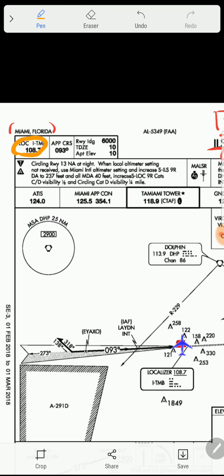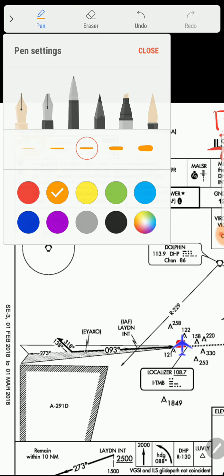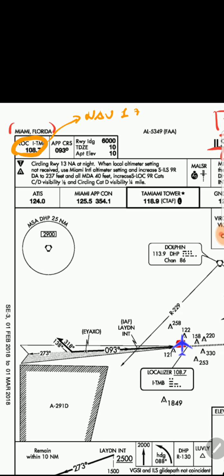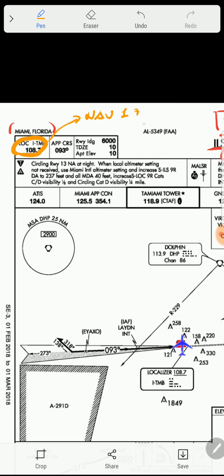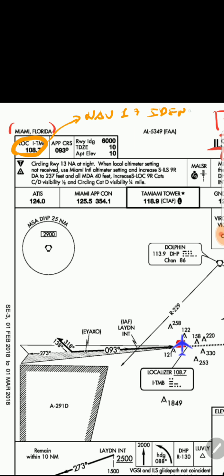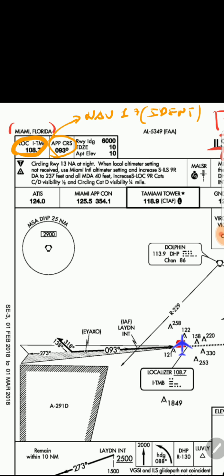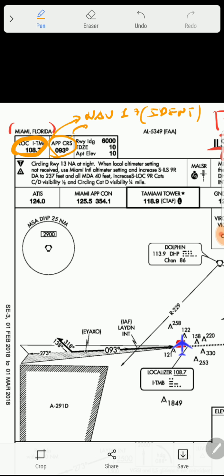This localizer has to be set up where? On the nav1. Nav1, plus after we do this, we're going to ident. Very good. So we need to ident to determine if the localizer antenna or the ground station is actually working. After that, we're going to set up our approach course. Where do we have to set up this approach course? Same thing, on the nav1. Exactly, on the nav1 receiver, which is the VOR number 1.